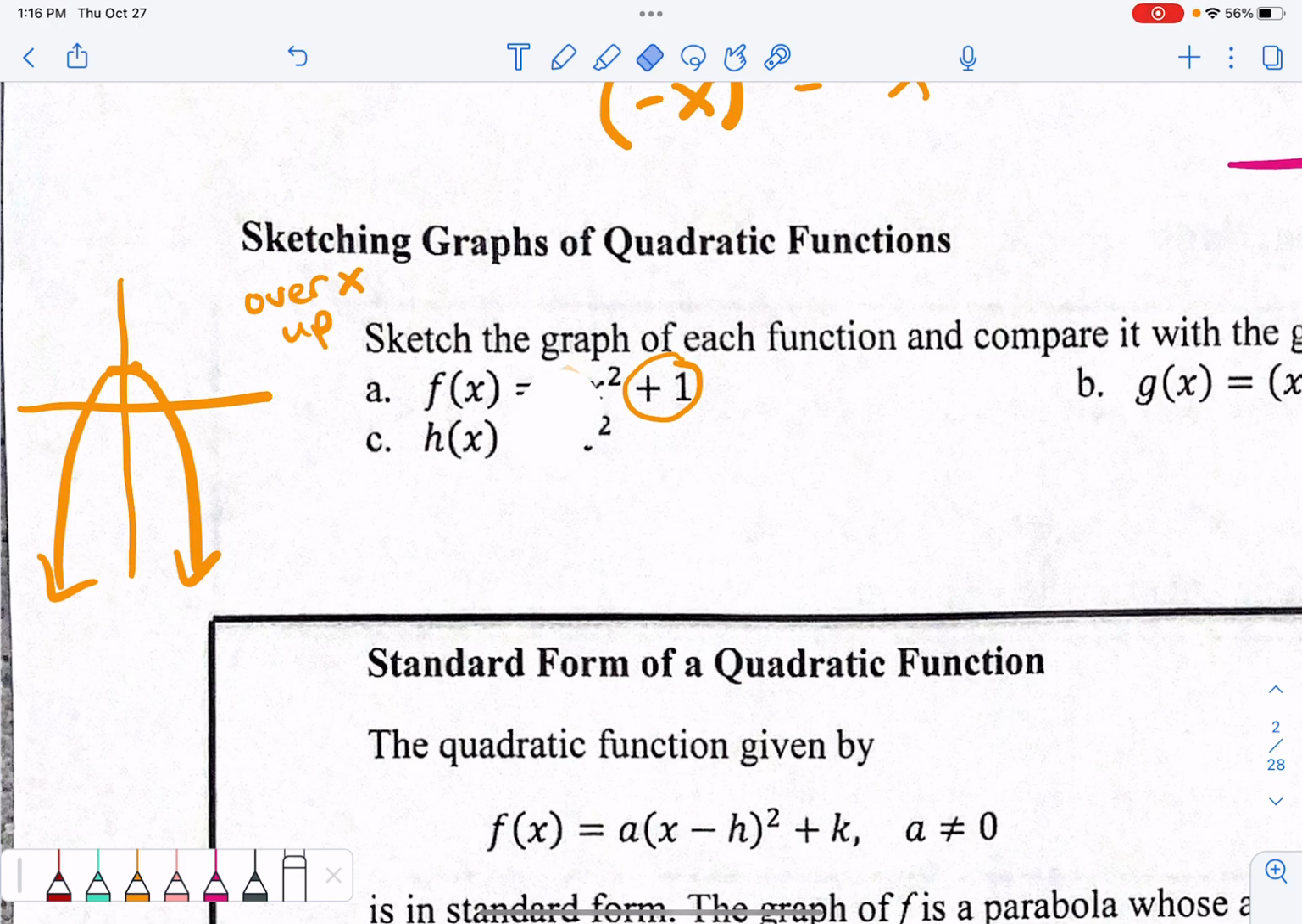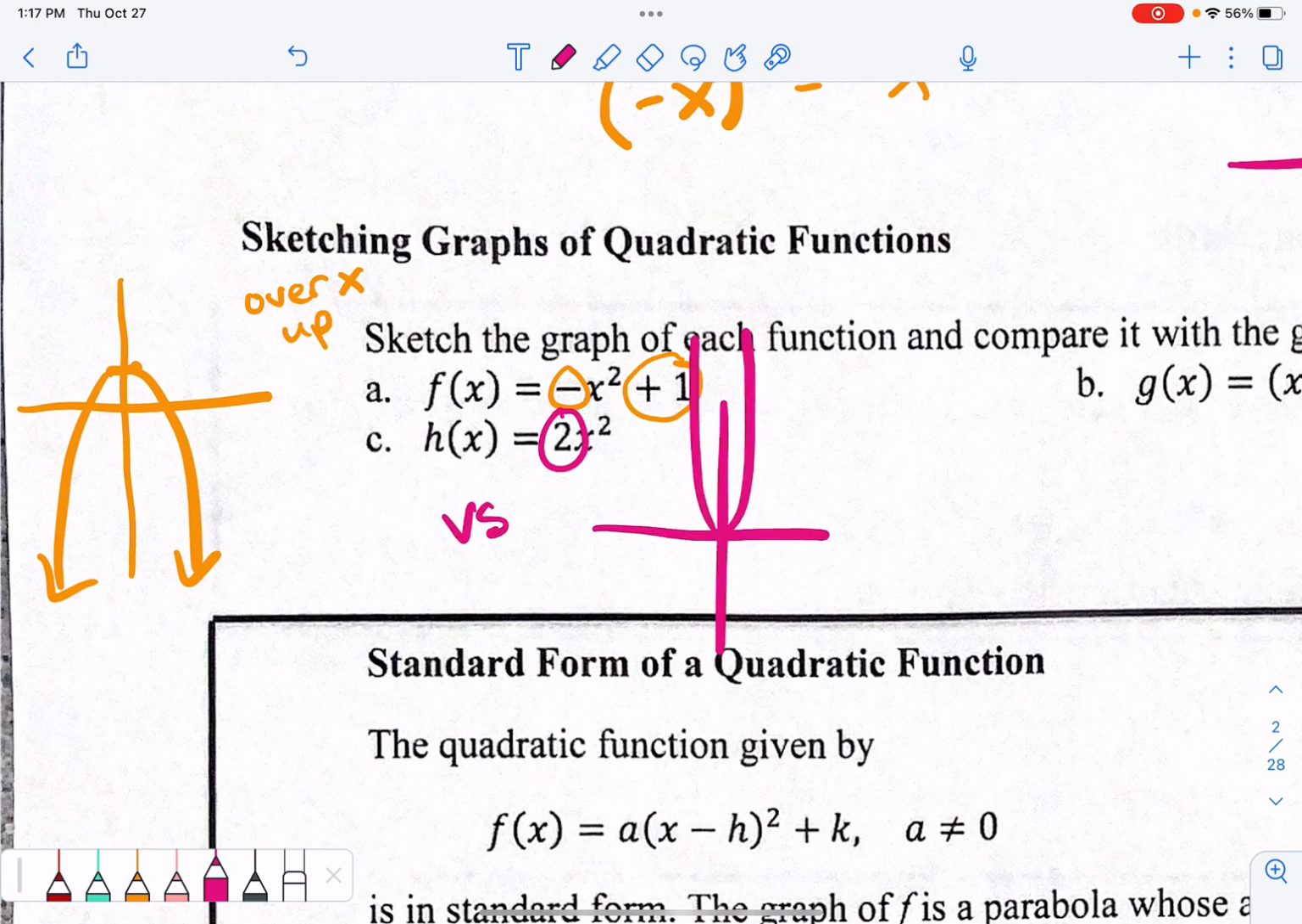Okay, let's go to C. We'll go to C next. What does this 2 do? Stretches it, so it makes it tall and skinny. So, vertical stretch by 2. There you go. That's what he is.